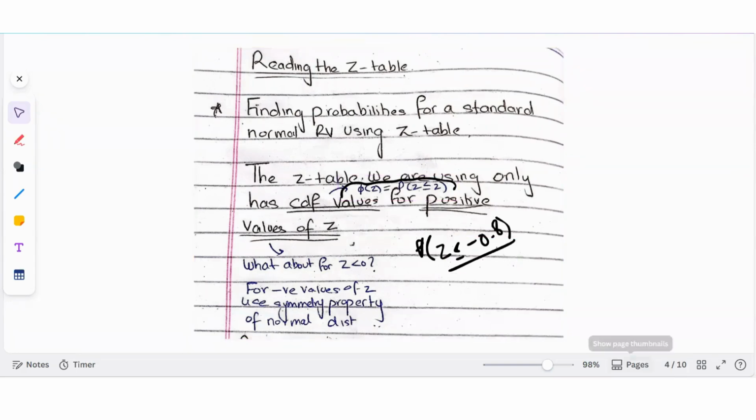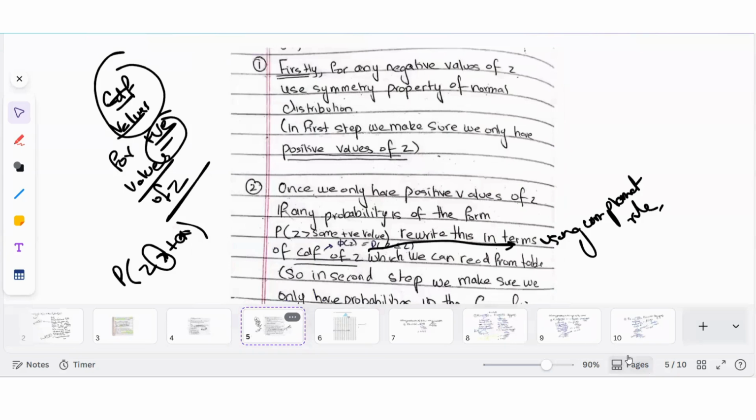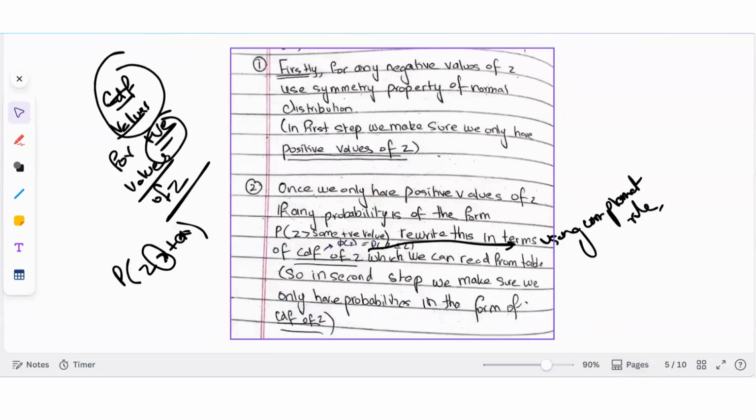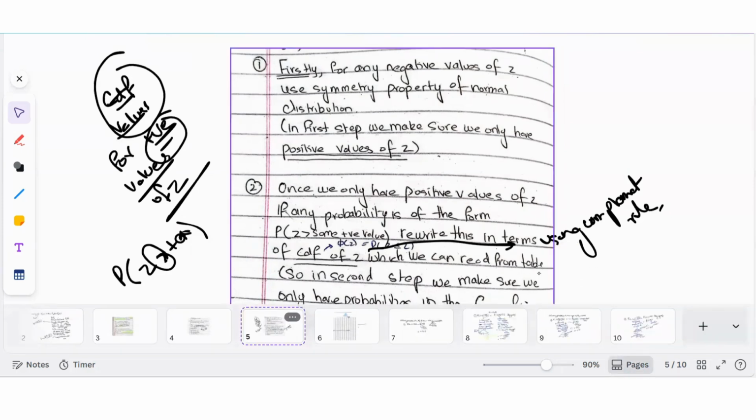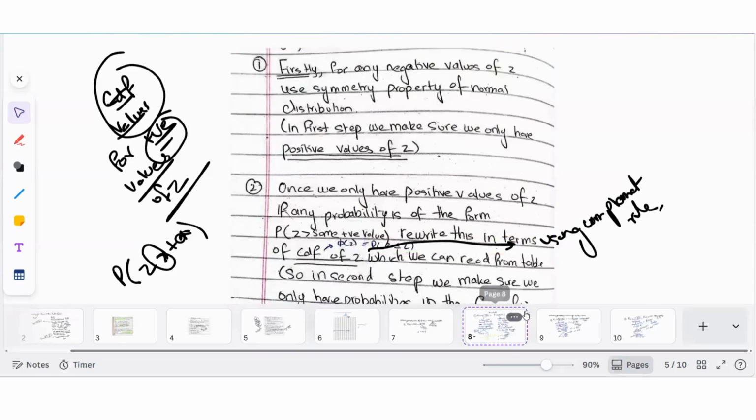So if we have negative values of z, we'll use the symmetry property. There's a two-step process I will apply here. In the first step, we'll ensure that we only have positive values of small z. If there are any negative values, we'll first use the symmetry property and ensure that we only have positive values of small z. Once we only have positive values of z, we will ensure that all probabilities are in the form of the CDF of z. If not, then we'll use the complement rule. So in the first step, you always ensure that you have positive values of small z. In the second step, you ensure that it's in the form of a CDF, because the z-table will only give CDF values of positive values.